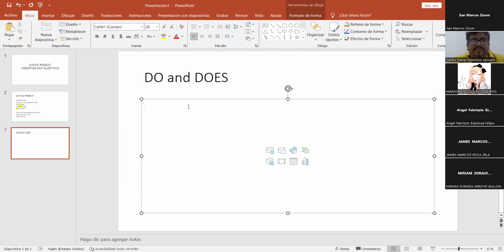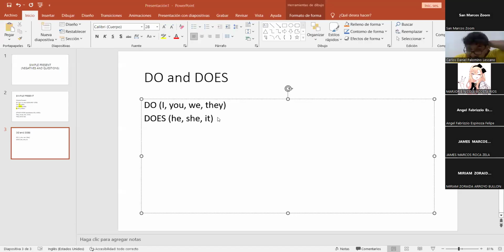Okay. The theory states that the auxiliary do works with I, you, we, and they. And the auxiliary does works with he, she, and it. He, she, it. ¿Estamos bien? Ellos son los auxiliares, ¿no? He, she, it. I, you, we, they, and he, she, it.